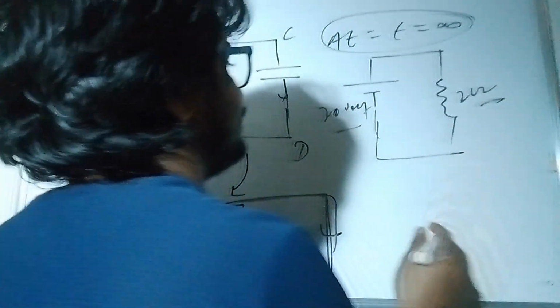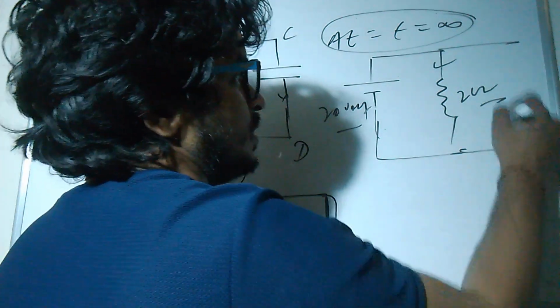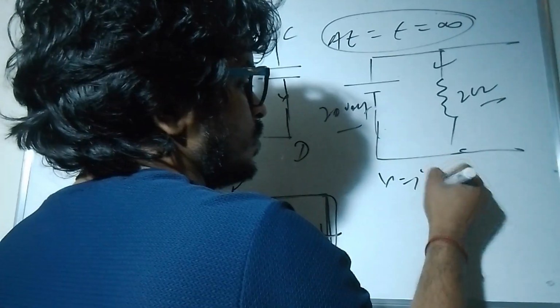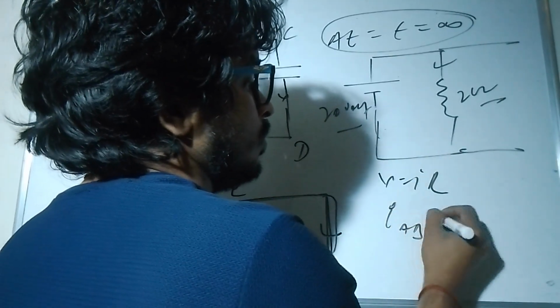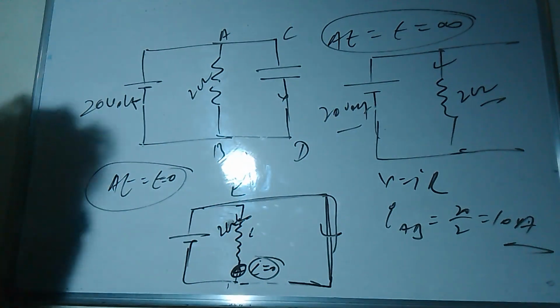So we want to find the current. There is no use of this capacitor now. It is open circuit now. So you can apply V equal to IR. So I across AB equals 20 divided by 2. It is 10 ampere.